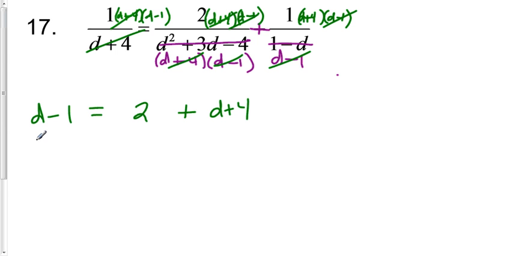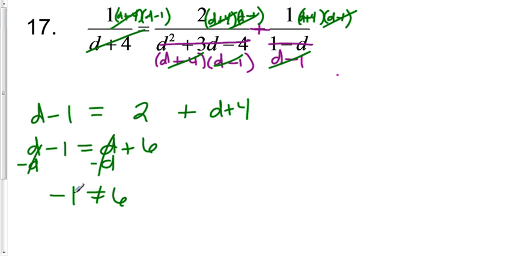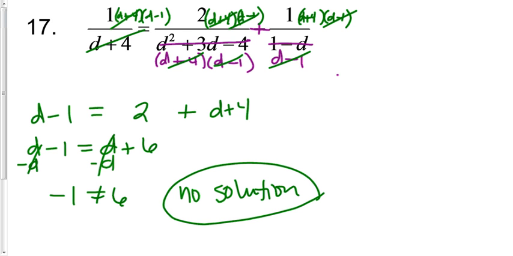Now, what's going to happen? Well, I have d minus 1 equals d plus 6. If I subtract d on each side, they both cancel out. And I get negative 1 equals 6. Well, we know that it doesn't equal 6. And so what that tells us is that there's no solution to this problem either. We canceled out d on each side. Negative 1 does not equal 6, so there's no solution. Now, let's say you would have had something that was equal, like negative 1 equals negative 1. Well, then you would know that for any value that you plug in for d, all real numbers would work.